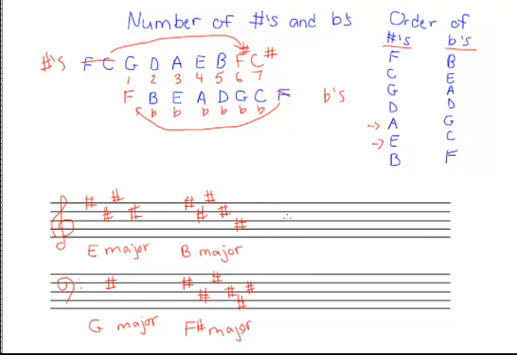Our flats would work very similarly. If we were given a key signature with 3 flats, we'd look at our flat keys: 1, 2, 3. 3 flats would be E flat major, so we just write in E flat major. If we were given 4 flats, here's our flat key, 1, 2, 3, 4, A flat major.